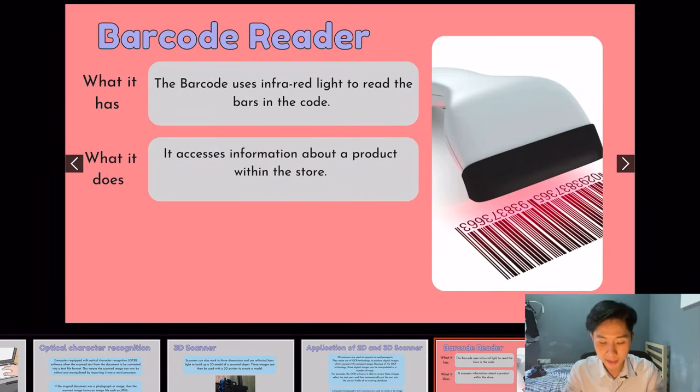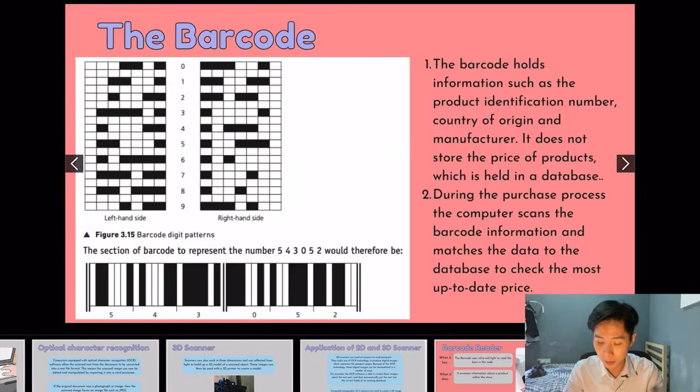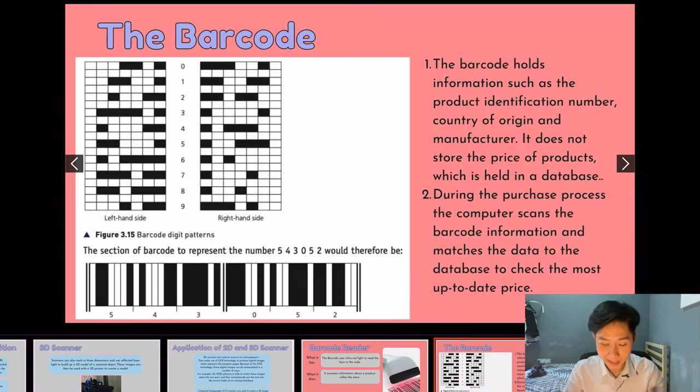So these are scanners. Another type of input device is the barcode scanner, which is usually used in a shop, and they use infrared light to read the bars in the code. What it does is that it accesses information about a product within a store. So this is a barcode here, and in this part we'll learn how to read that. Each barcode actually stores information such as the product identification number, country of origin, and manufacturer.